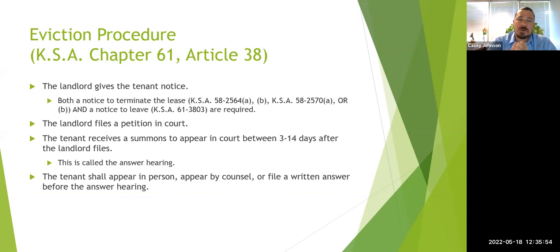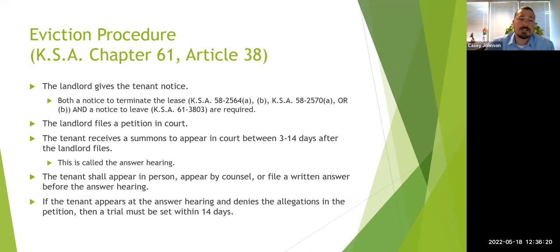If the tenant is not going to appear and is going to file a written answer instead, I highly recommend that they call the court and let them know that they filed a written answer and are not appearing, because I have had some courts issue default judgments against tenants that have filed a written answer and not appeared at the answer hearing. So always let the court know that's what you're going to do. You should be able to get that case set aside, which we have, but it's just a pain to get it done. And in the meantime, the tenant might actually be evicted before you can get that done.